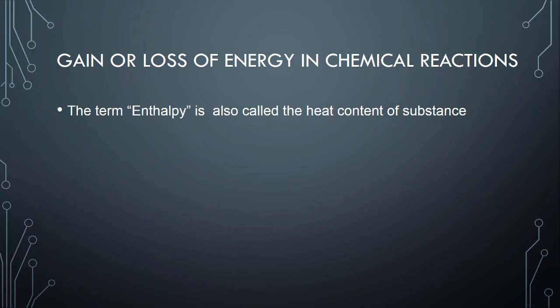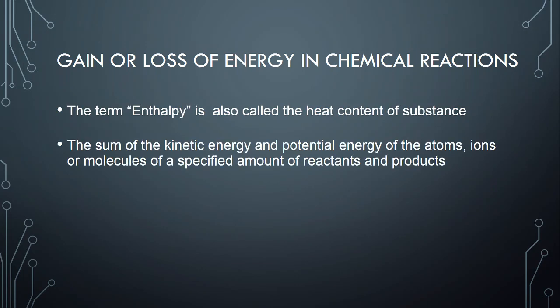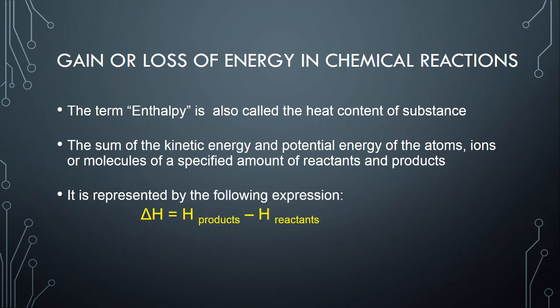The term enthalpy is also called the heat content of a substance, the sum of kinetic energy and potential energy of the atoms, ions, or molecules of a specified amount of reactants and products. It is also represented by the following expression. If you have delta H, the enthalpy change of a reaction, that should equal H of products take away H of reactants. So where you began can be taken out from where you ended up. Then you should be able to find the enthalpy change. Hope that makes sense.